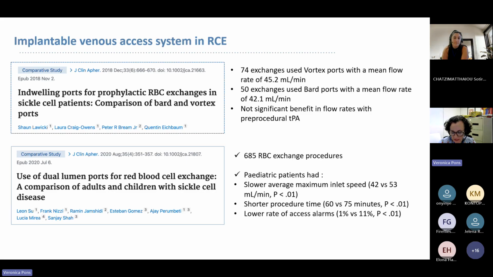Some specific studies have been conducted on this population. As you can see, the first study compared the vortex and bar ports, and the flow rates are almost identical. Also, fibrinolytic pretreatment had no positive effect. The second study involving a dual lumen port found that the pediatric population had a lower inflow velocity than the adult population and fewer pressure alarms.